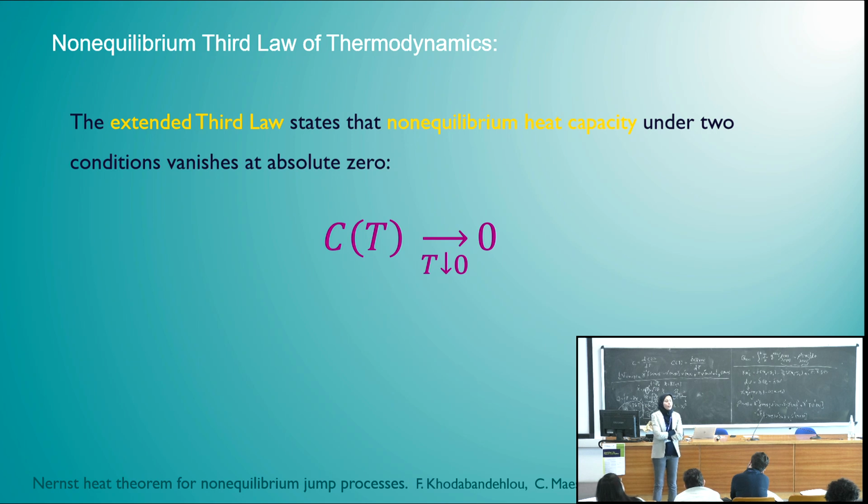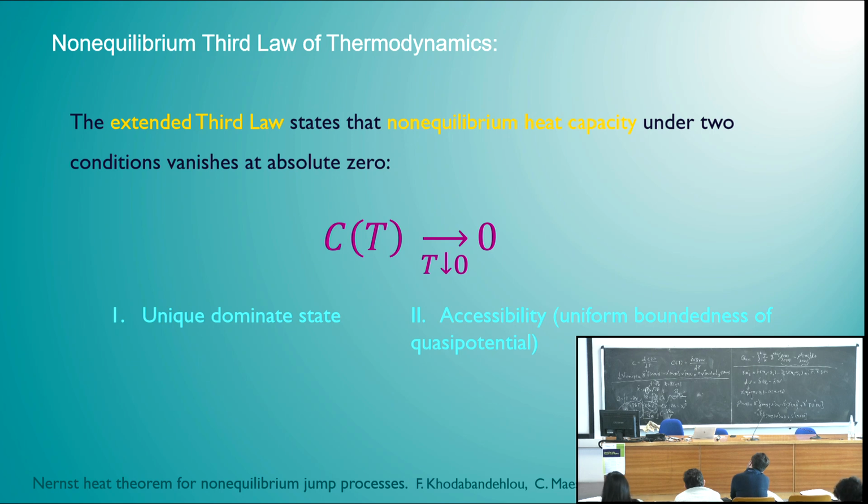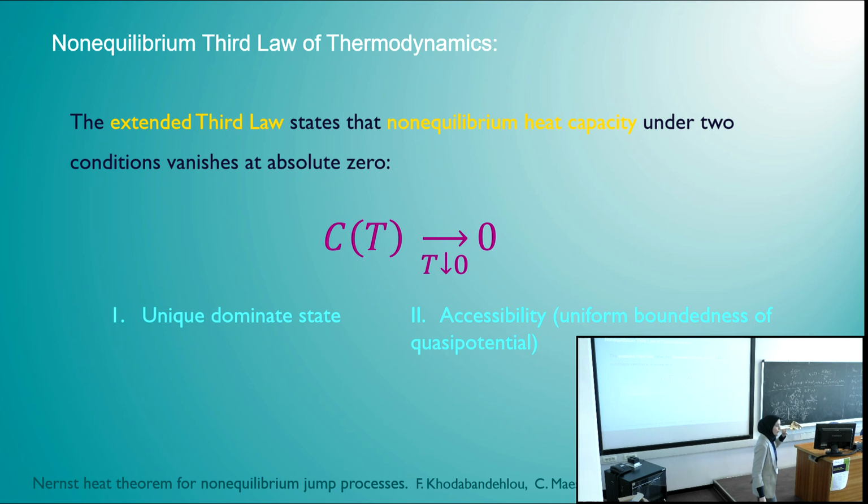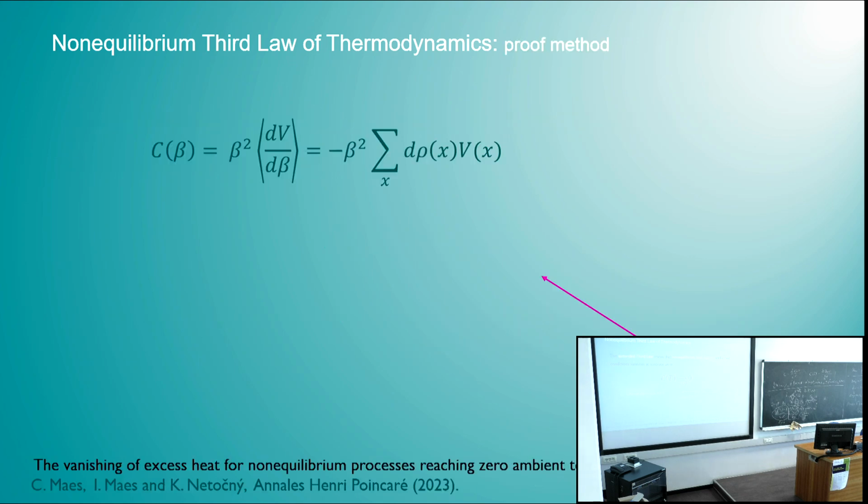But here in non-equilibrium, we have another condition as well. We have a dynamical condition. So we have two conditions: a unique dominant state, and another one is that your quasi-potential should be bounded. And I will tell you what the meaning of that is, why it should be bounded. And with these two conditions, the heat capacity at zero temperature goes to 0.